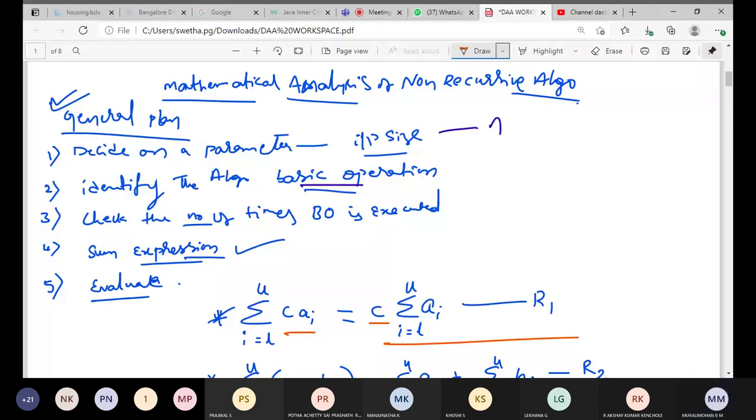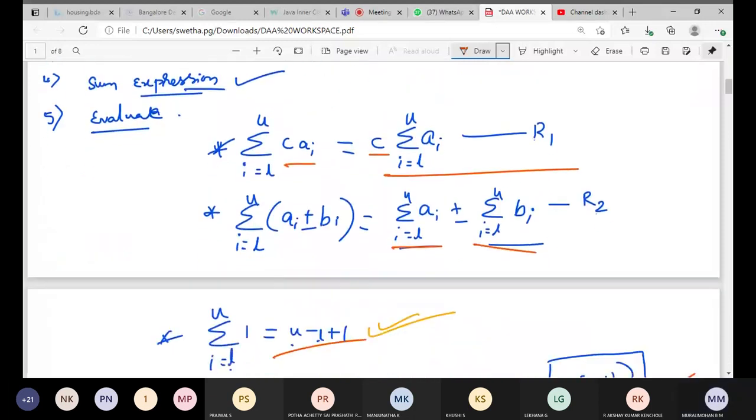For that, we are using some rules. Suppose you have the summation i equals l to u of c times a_i, where c is a constant. We take this constant value outside, and then we substitute the values of i. So this will be in terms of a1, a2, a3, and so on up to an, right?